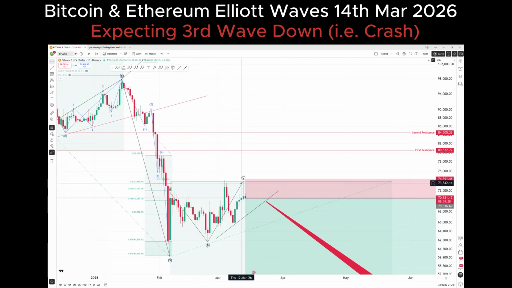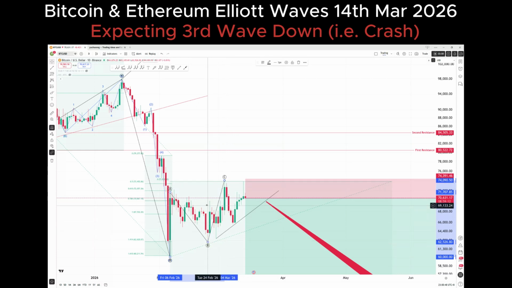Now, one thing to take note of is the truncation over here, for the fifth wave of wave C. There's a reason why I put it here. Usually you could put it here, and then you can argue 1, 2, 3, 4, 5. The reason why I shift it over is because of Ethereum. Later I'll go through that.